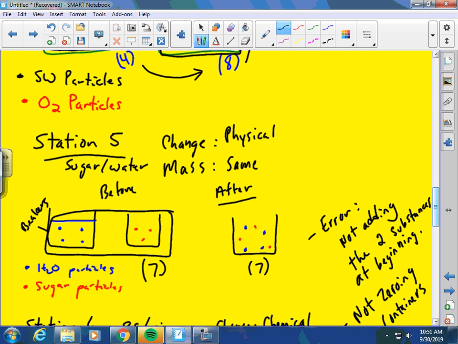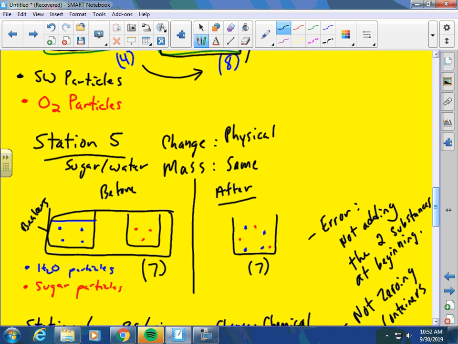So I put physical, same, and now I had to show the 2 types of particles we had at the beginning. I just made 4 H2O particles as blue. I made 3 sugar particles as red. That's my before picture. And then in my after picture, I just combined them all. So when we dissolve something, we take a certain chemical that's in large clumps, a large group of particles, and the stuff that we're dissolving it in just breaks it into smaller parts, but it's still the same type of particle.